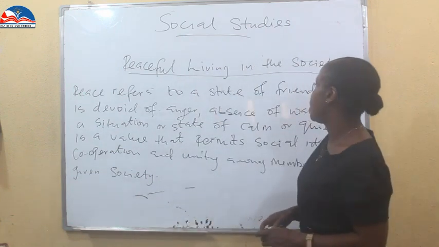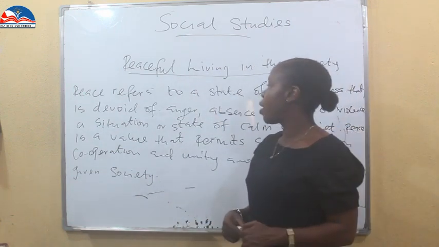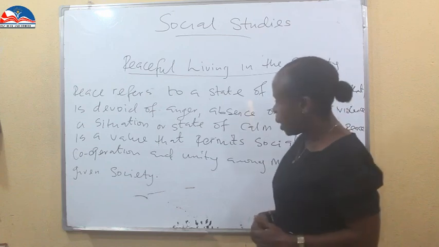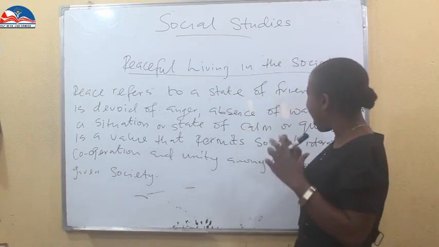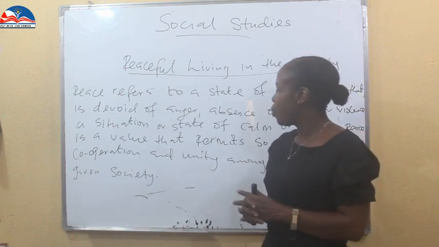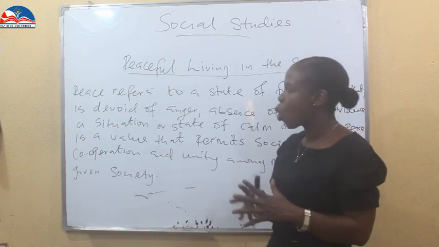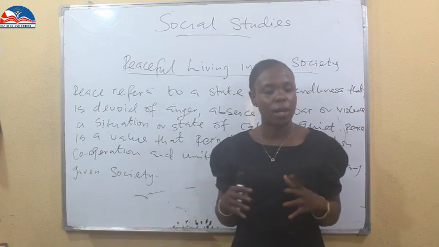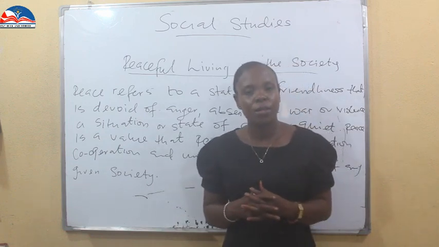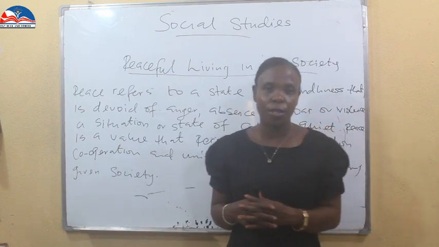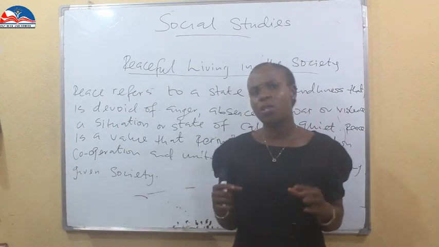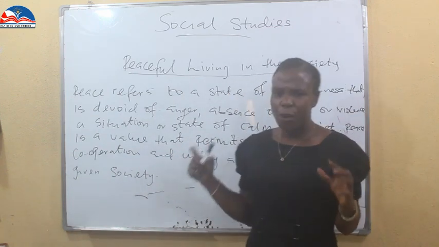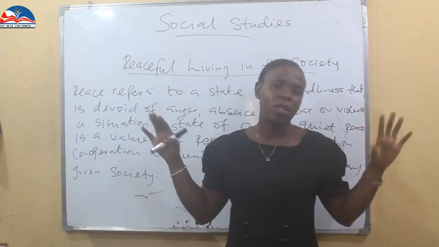So, peace refers to a state of friendliness that is devoid of anger, absence of war or violence, a situation or state of calm or quiet. Peace is a value that permits social interaction, cooperation, and unity among members of a given society. That is peace. So if all of us who live in our different environments, countries, and communities decide to coexist in a unifying way, cooperatively, devoid of violence, in a calm way, things will be good.